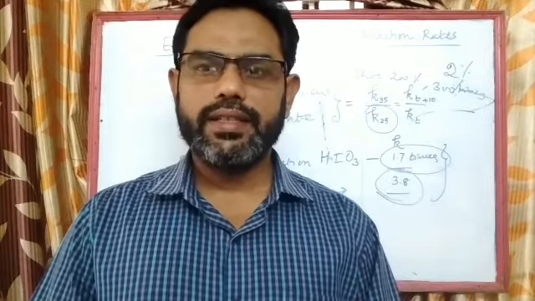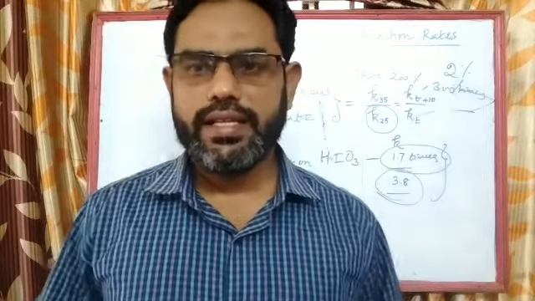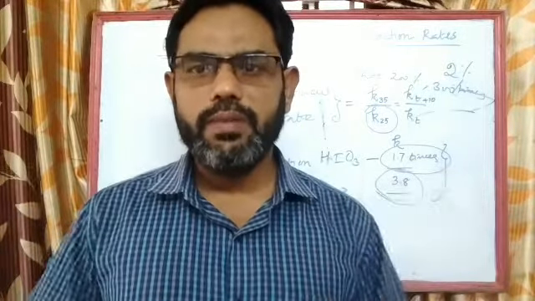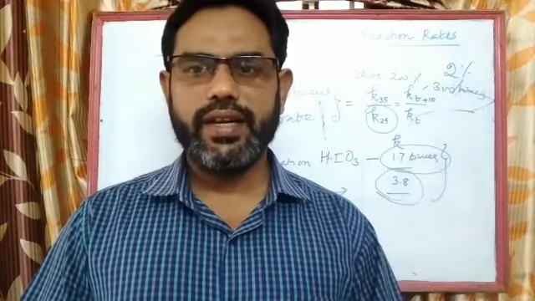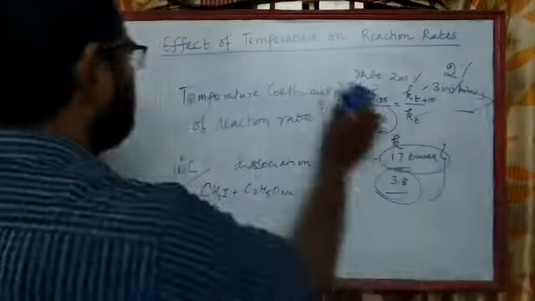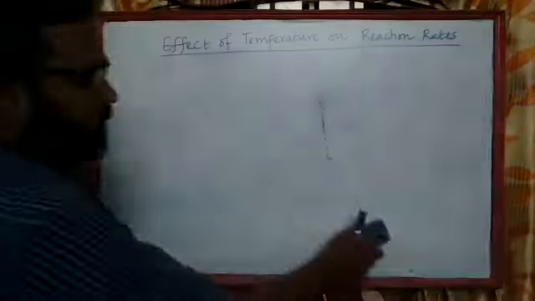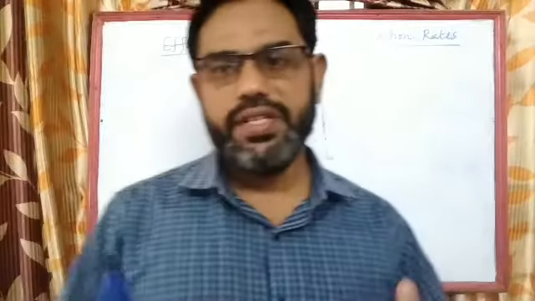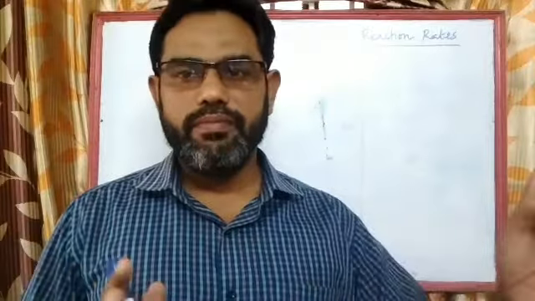Now let us know how the reaction rate increases. What is the phenomenon? What is the mechanism or principle behind the increase in the reaction rate? The increase in the reaction rate can be well explained with the help of collision theory. We are going to learn in detail about the collision theory, but let us just know what collision theory is. The collision theory is the earlier theory through which chemical kinetics, the rate of the reaction, could be explained.